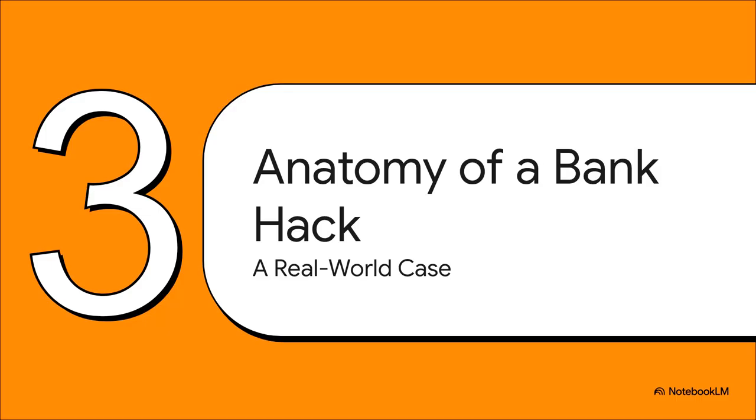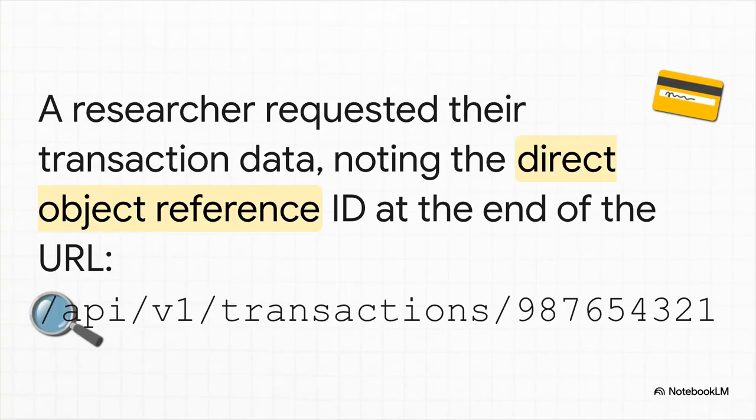All right, so theory is one thing, but this stuff gets really serious when you see it happen in the real world. So let's check out a case study that came from a bug bounty report, and this one involved a mobile banking app. So, a security researcher was poking around this banking app. They noticed that every time they looked at their own transaction history, the app made a call to a very specific web address, an API endpoint. And see that number at the end? That's the unique ID for that one specific transaction.